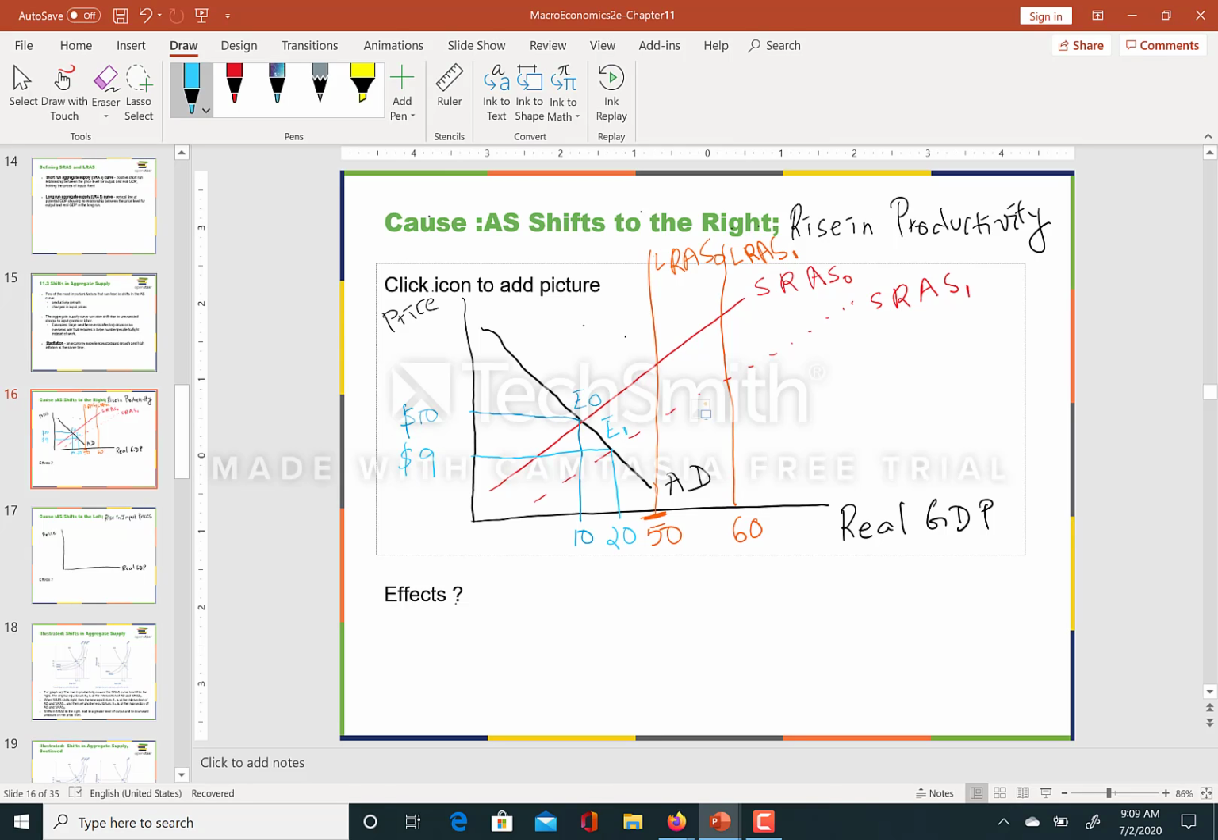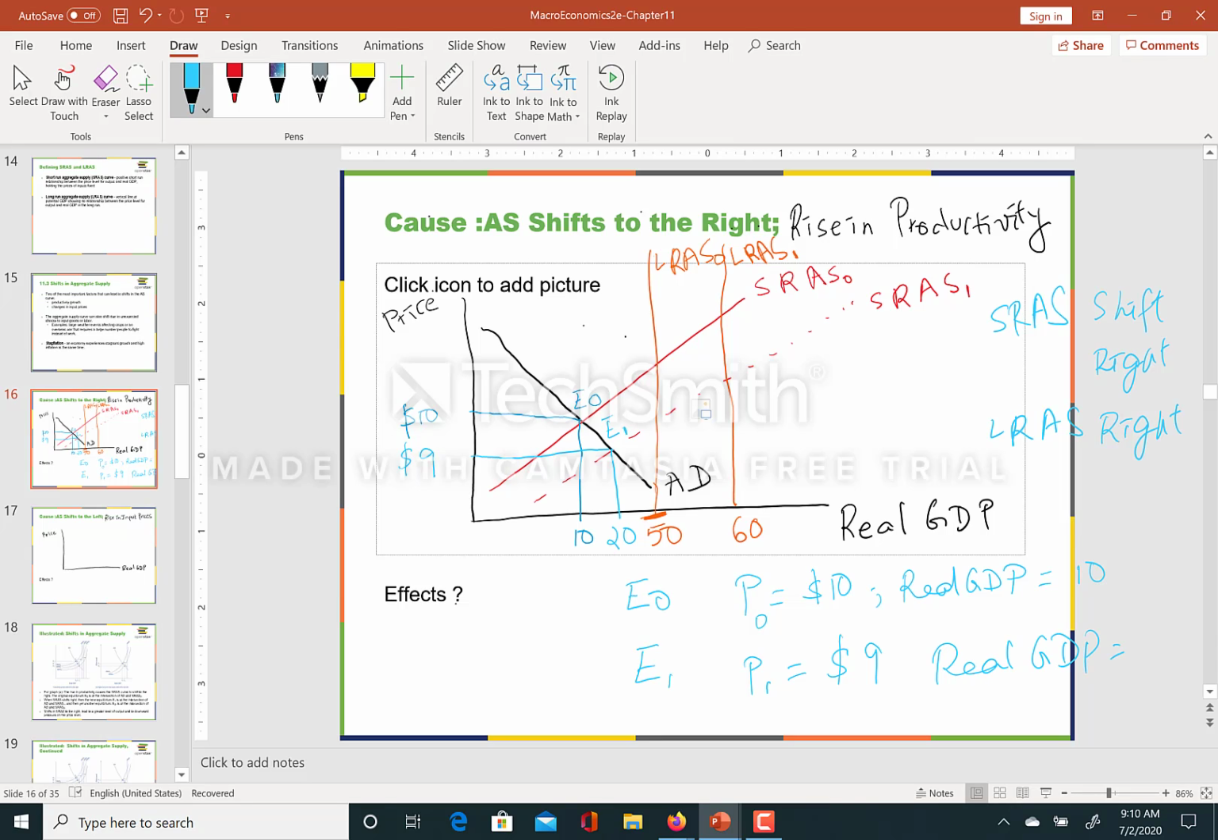So when there is an increase in productivity, what are the effects? Definitely the cause here is the short run aggregate supply curve. This is going to shift to the right when productivity goes up, as well as the long run aggregate supply curve will shift to the right. I'm going to compare point E0 to E1. So point E0, the price was $10. The real gross domestic product, or I'm just gonna write real GDP, that was equal to 10. Now the new point is E1, and over here the new price is $9. The new real gross domestic product is $20.